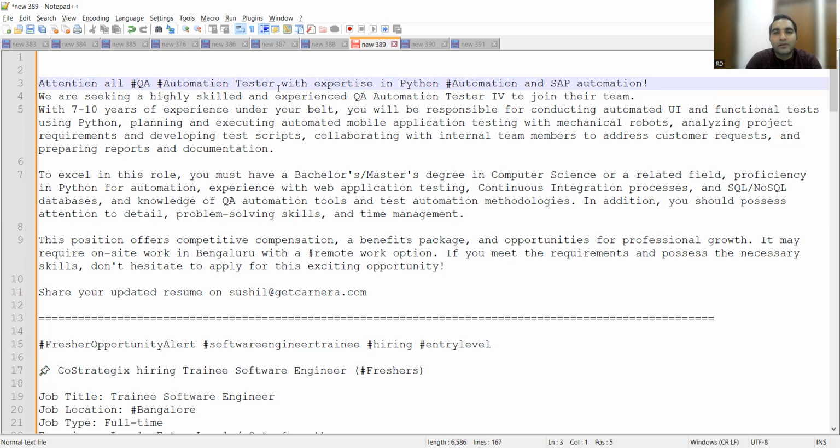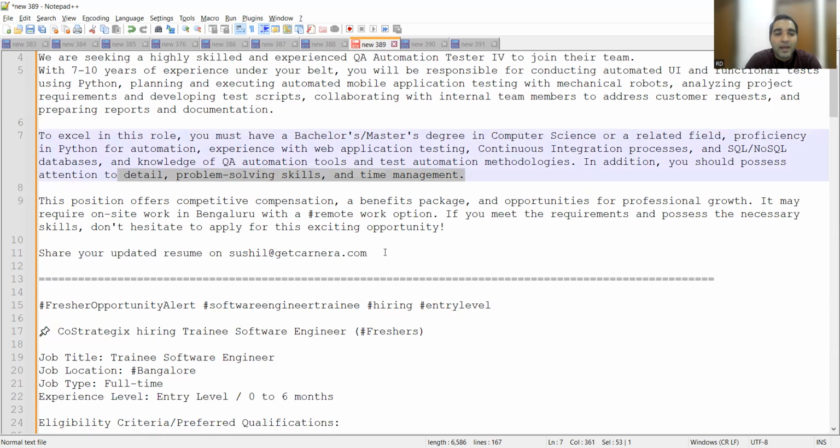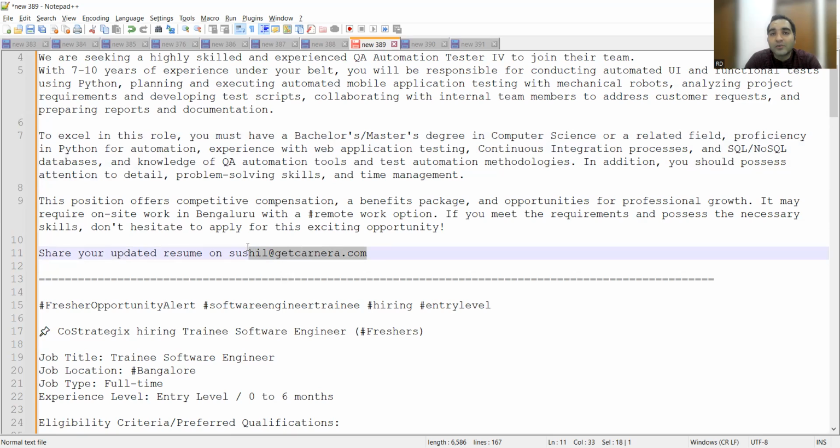First of all, there is a requirement for automation testers with expertise in SAP automation and Python automation. They are looking for an experienced QA automation tester with 7 to 10 years of experience, someone who has done Python for automation, and has experience with CI/CD processes and test automation methodologies. You need to possess problem solving, time management, and detail-oriented skills. It's an on-site job in the Bangalore location. You can share your CV at sushil@getcarnera.com.